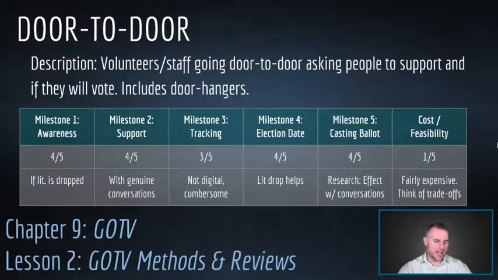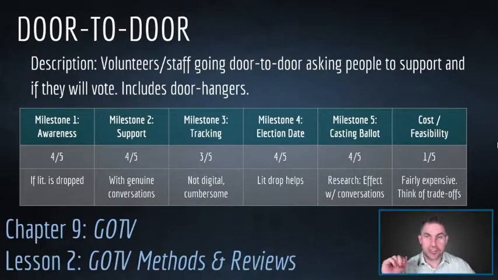So milestone 1, 4 out of 5. If there is literature and it's dropped at the house, I give it a 4 out of 5 because at that point it becomes the same as mail, but a little bit more aggressive, a little bit more visible because it's hanging on their actual door.